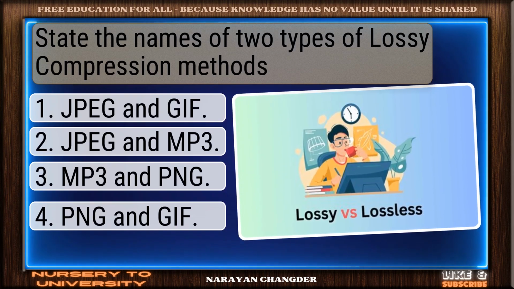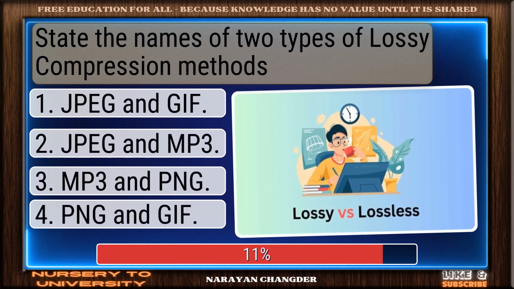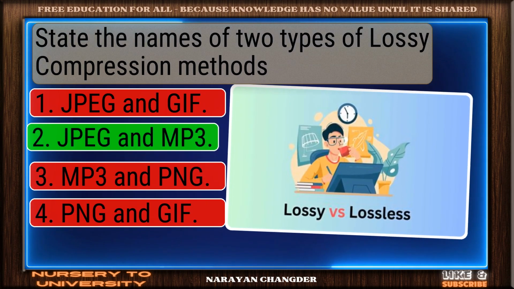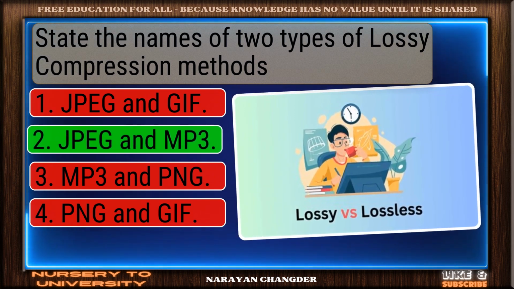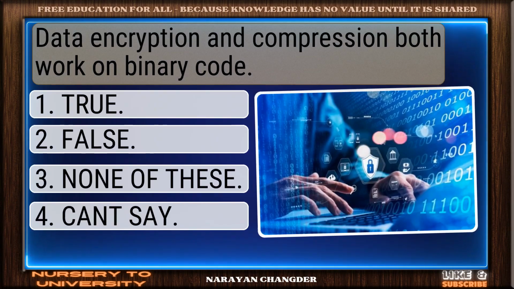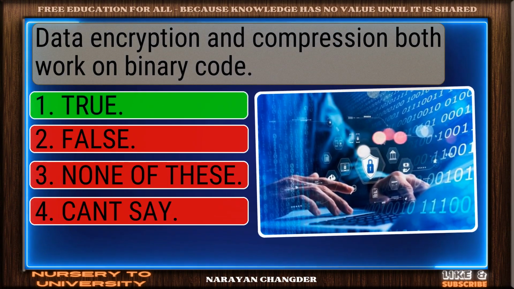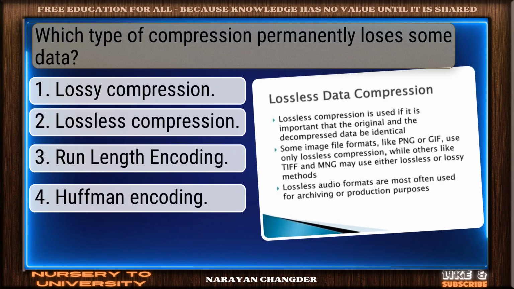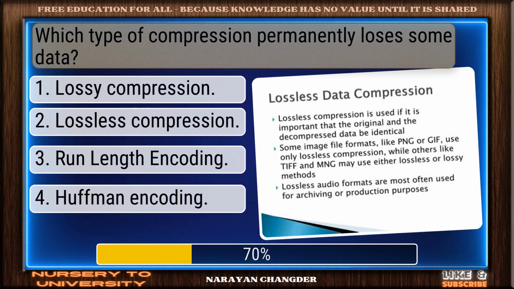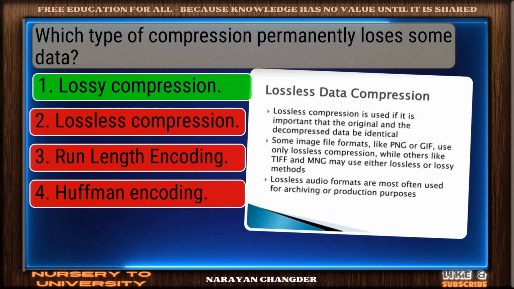Question number 53. State the names of two types of lossy compression methods. You're right. JPEG and MP3 is the correct answer. Question number 54. Data encryption and compression both work on binary code. Bravo. True is the answer. Question number 55. Which type of compression permanently loses some data? Valid point. Lossy compression is true.